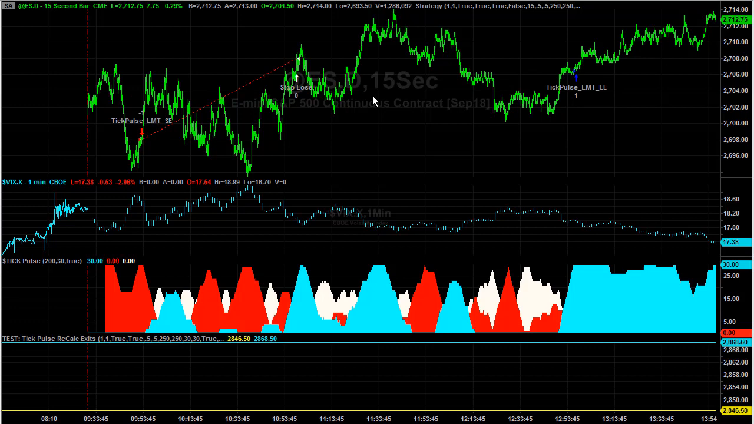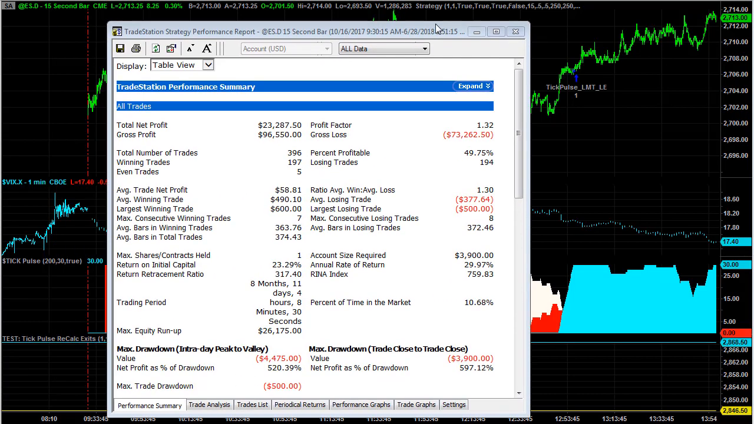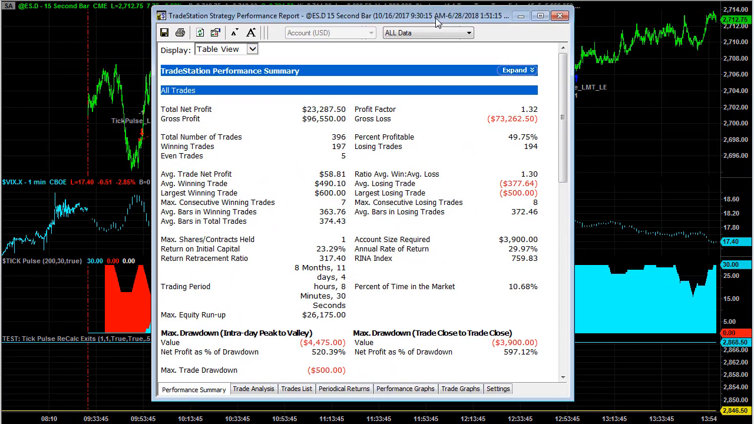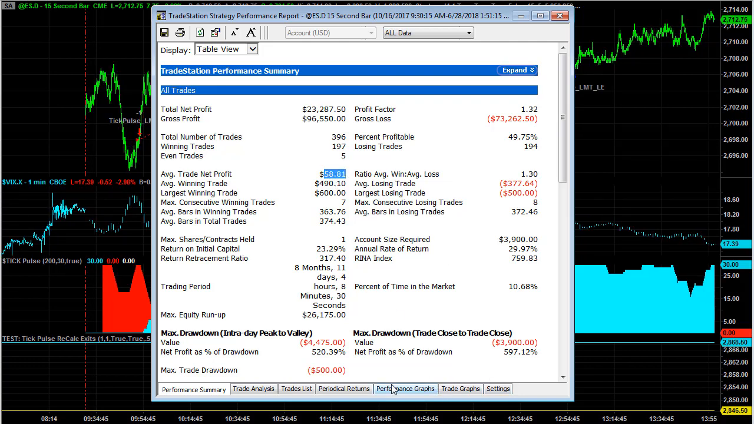I'm excited to show you these updates that I have in Tick Pulse. Here is the base strategy that we have. Here are the results going back as far as I can with the cached data in TradeStation to October 16th, 2017, about 8 months. This is without slippage and commission. We get $58 average trade profit.